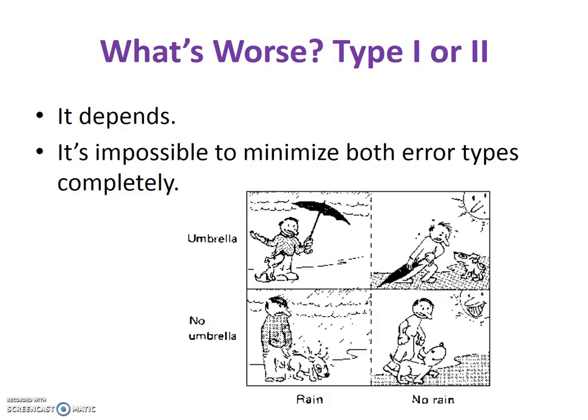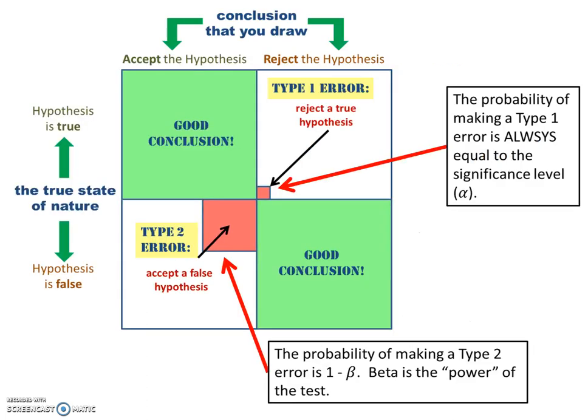So what's worse, type 1 or type 2? It depends. But it's going to be impossible to minimize both error types completely. So you kind of have to pick your battle, which one you think is worse, and then go from there. Now, like I said, the probability of making a type 1 error is always equal to your significance level alpha. The probability of making a type 2 error is beta, and 1 minus beta is what we call the power of a test.